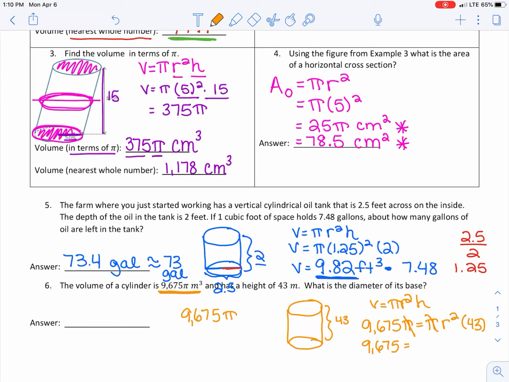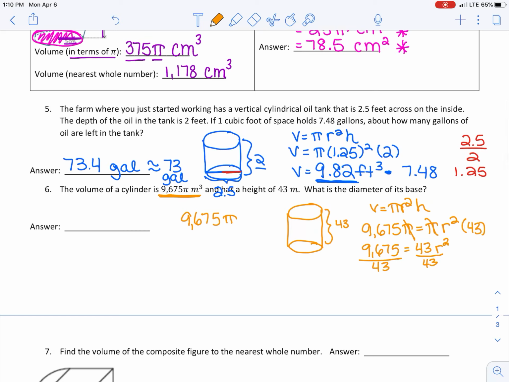So what we're left with is 9,675 equals 43 times r squared. It doesn't matter what order, if the 43 is before the r squared or after. I think it makes it look a little better if we put the 43 before, because now we're taking that 43 and multiplying by r squared. So in order to reverse that and solve for r, we're going to divide on both sides by 43.